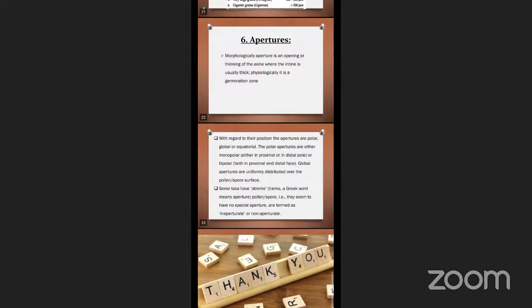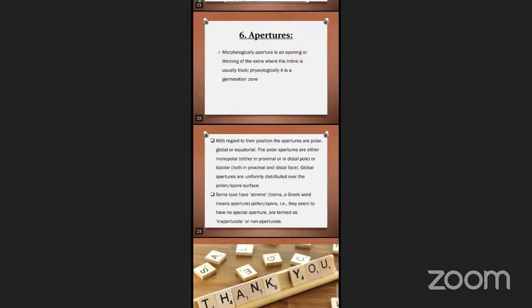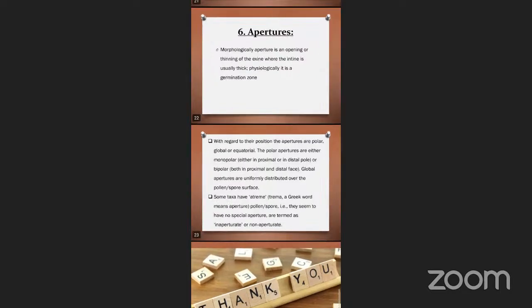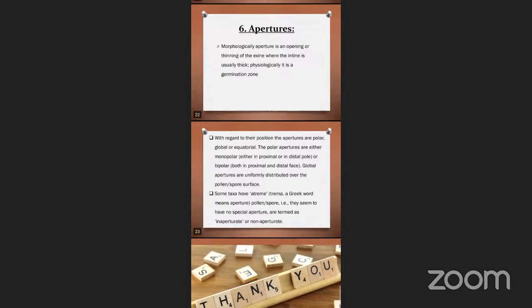What is an aperture? Aperture is a small opening place. Let me draw here. For example, this is a pollen grain. The pollen grain has a germ pore. If the germ pore is round in shape, that is called porate aperture.